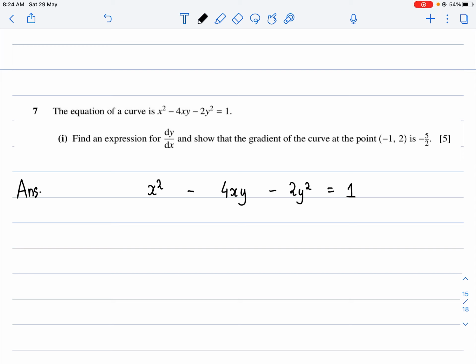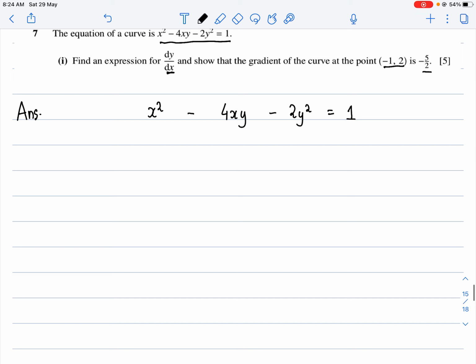This is the seventh question of the paper. As you can see, this is the equation of a curve which they have given to us. We need to find an expression for dy by dx, and we need to show that the gradient at the point -1 comma 2 is -5 over 2.